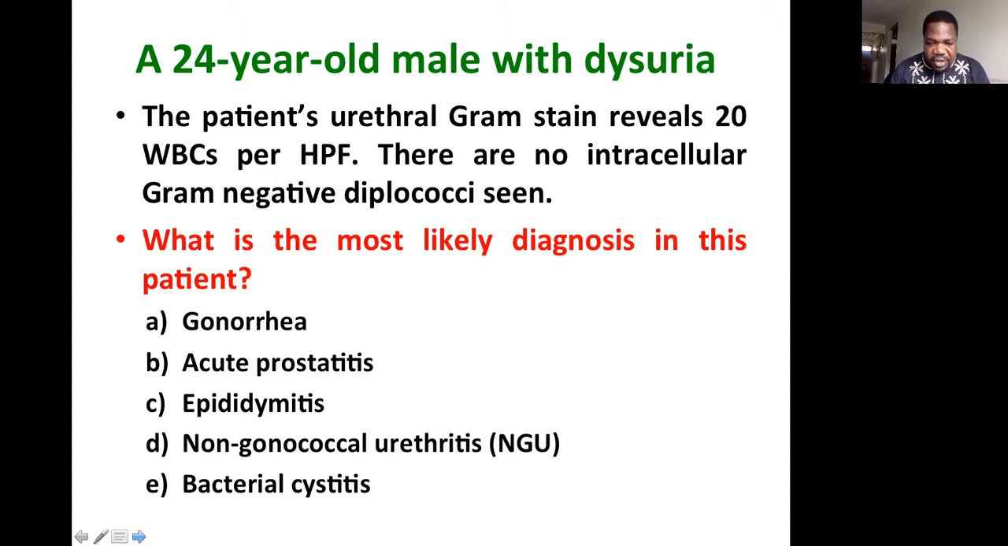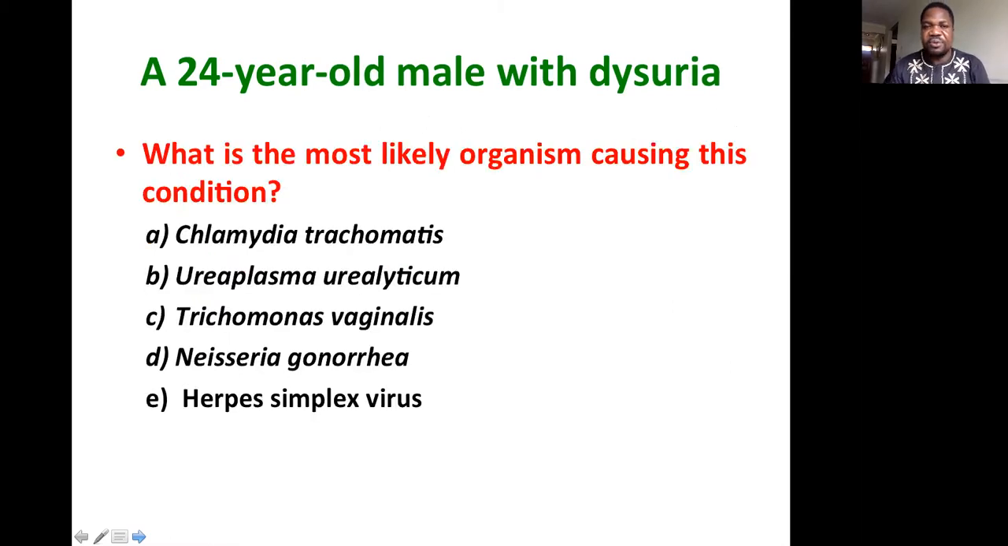Is it a non-gonococcal urethritis? Yes. The commonest causes here could have been either Neisseria gonorrhoeae or Chlamydia trachomatis, or other non-gonococcal causes, so it's highly likely that it's a non-gonococcal urethritis. Is it bacterial cystitis? It's not a cystitis, because from the urine analysis test, it was unlikely to be a urinary tract infection. So in this case, the most likely diagnosis is a non-gonococcal urethritis. What is the most likely organism causing this condition in this patient?